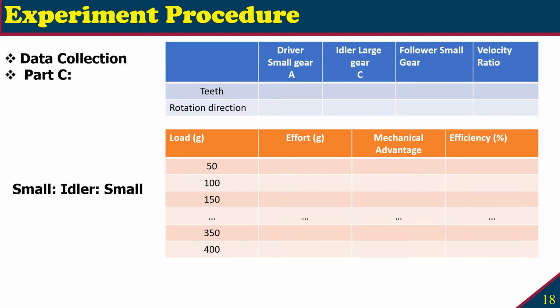So for part C of this experiment, we're going to do a little bit different. We'll have an idler gear between two small gears. So the first part A will be there in the same arrangement, but between those two small gear there will be an idler, and the data collection remains the same.